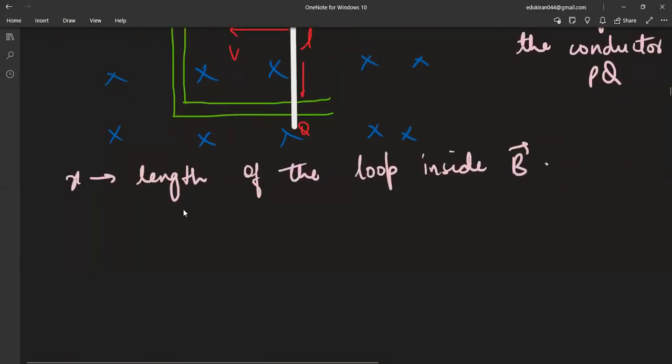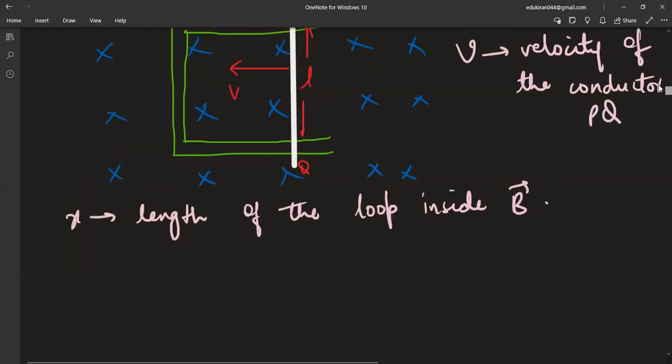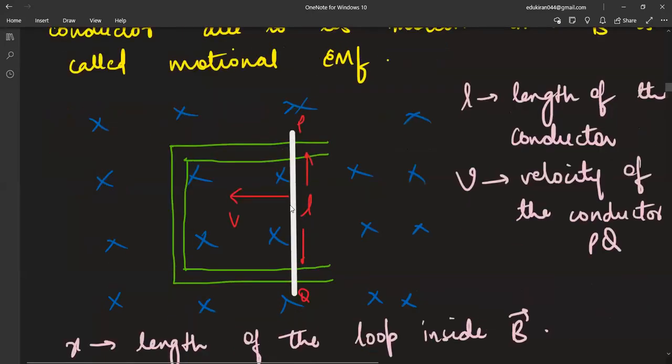Ma'am, what is that green one? Yes. What is that green one? What is this?